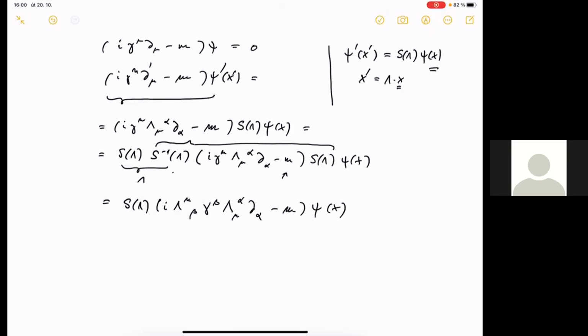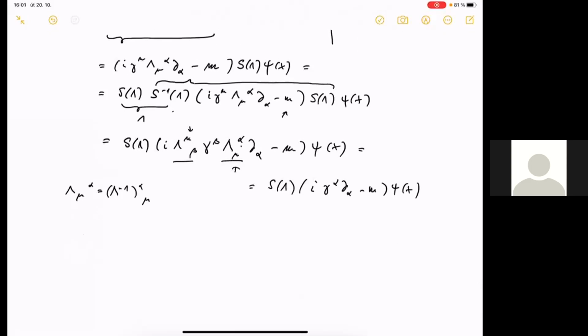But we know that this matrix and this matrix are inverse to each other. Simply this lambda mu alpha is nothing else but lambda to the minus 1 alpha mu. So contracting this mu index gives us just canonical delta of alpha and beta. So alpha and beta are the same indices, and we get that this is nothing else but S lambda times I gamma alpha d alpha minus m times psi x.